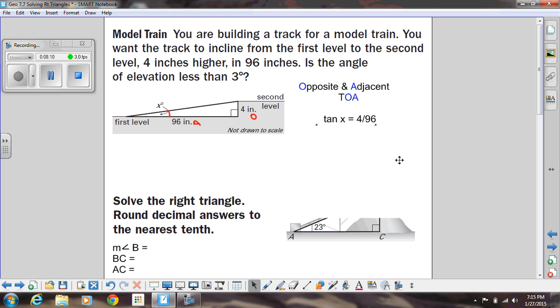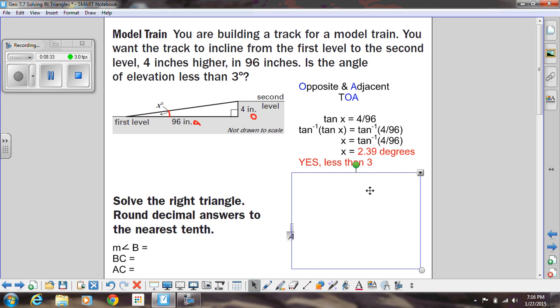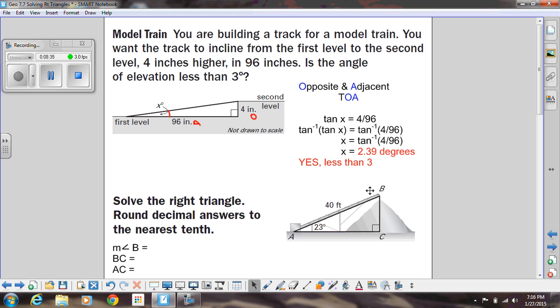And again, to get rid of that tangent, I'm going to do inverse tan. So I'm doing inverse tangent of both sides. And I'm going to type that in my calculator. And that's going to give me 2.39 degrees. So what is my question asking? Is this elevation less than 3 degrees? Yes. 2.39 degrees is less than 3. So we know that it's less than what they were asking us about.